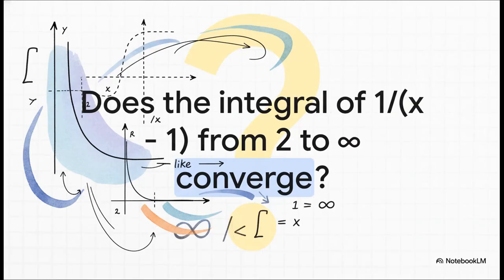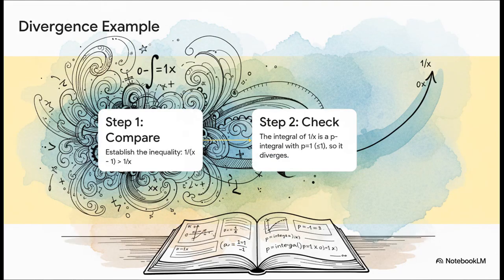Okay, let's try another one. How about the integral of 1 over x minus 1? Again, that minus 1 makes things a little messy, but the whole thing really feels like 1 over x. Let's run the same play. Step 1, the inequality. This time, since x minus 1 is smaller than x, its reciprocal must be larger. A smaller denominator makes a bigger fraction, so 1 over x minus 1 is greater than 1 over x.